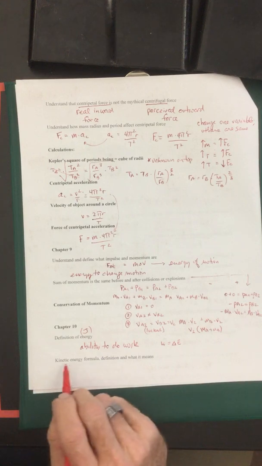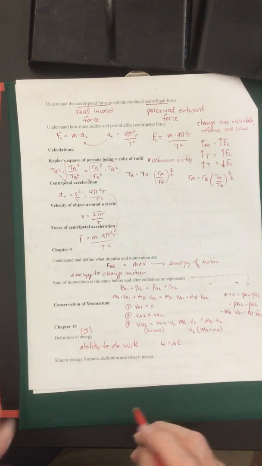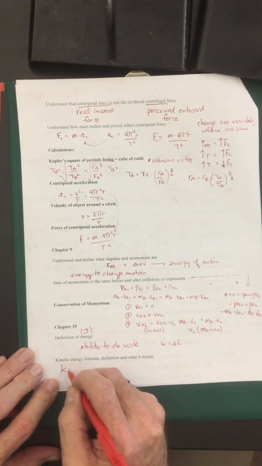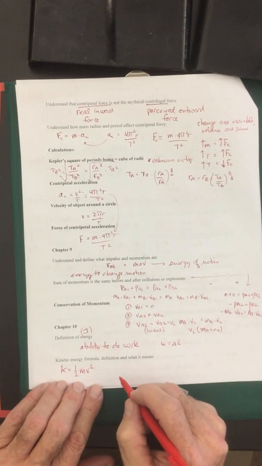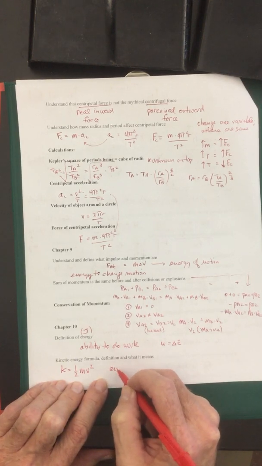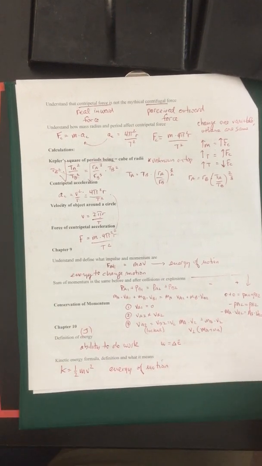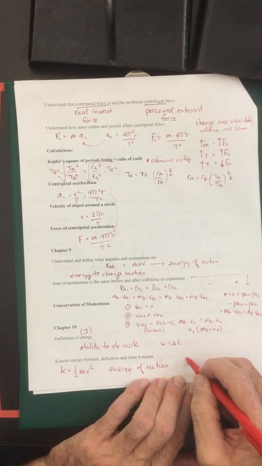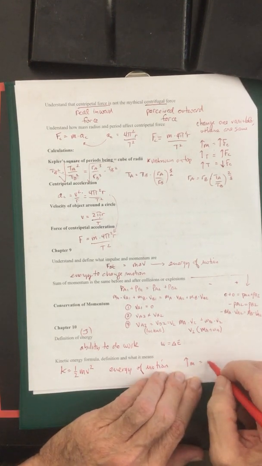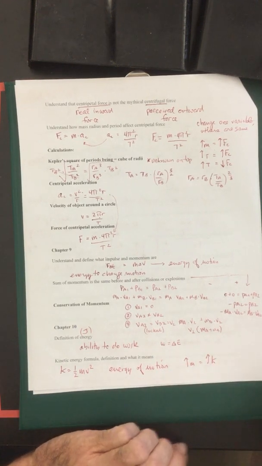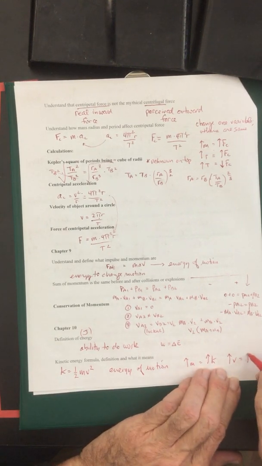Kinetic energy is the energy of motion, so it's not surprising that we find velocity in kinetic energy. So kinetic energy, K, is equal to 1/2 mv squared. It's the energy of motion. If you increase the mass while maintaining the same velocity, you have more energy. And also, if you increase the velocity of an object with the same mass, you will also increase the kinetic energy.